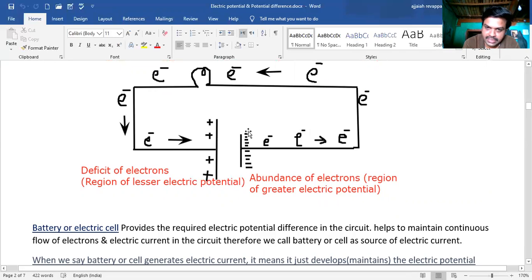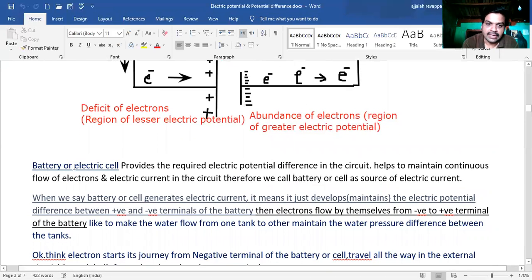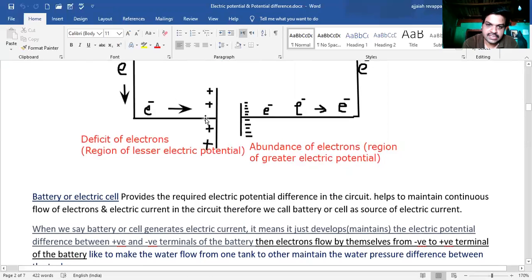Say here we have 100 electrons, minus 0 electrons. Sorry, 100 minus 0 is 100. So the difference is maximum. When the difference is maximum, electrons flow continuously, with high speed. So the battery or electric cell provides this potential difference.